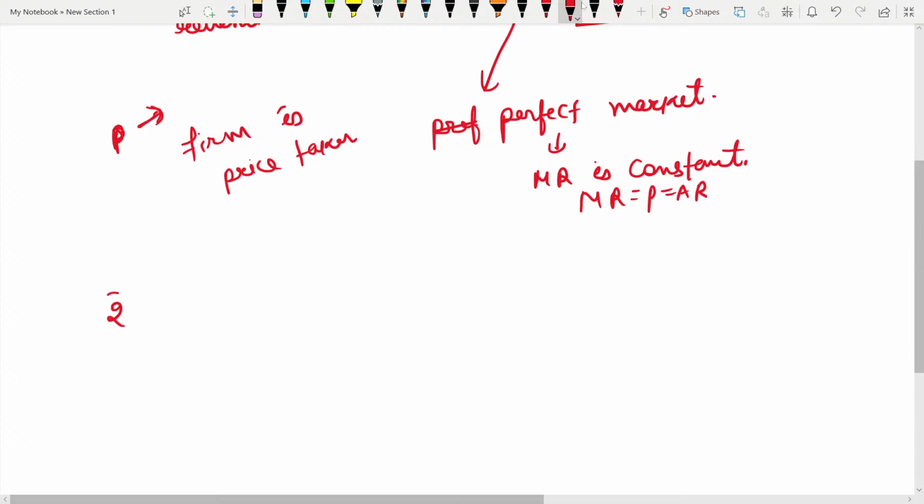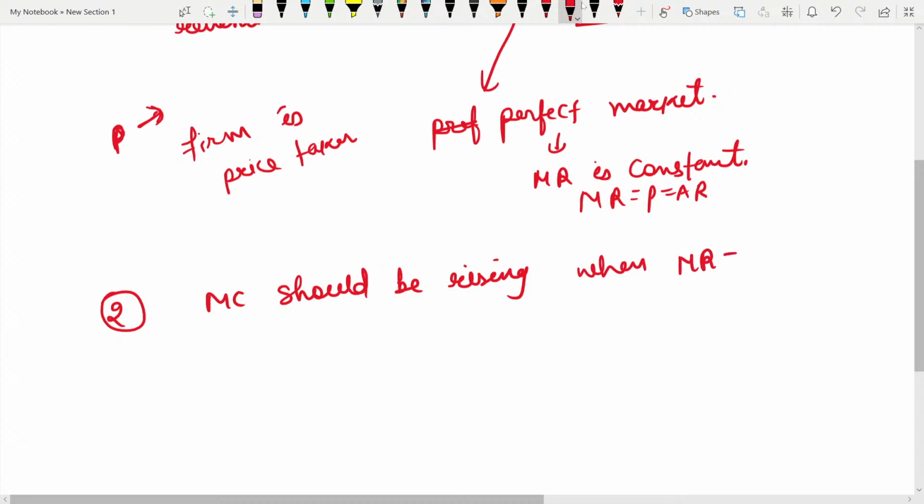The second condition should be that MC should be rising when MR is equal to MC. Now, what does it mean? MC should be rising. I will tell you through the diagram what it means. This is the second condition: in order to achieve maximum profit, the producers have to maintain these conditions.